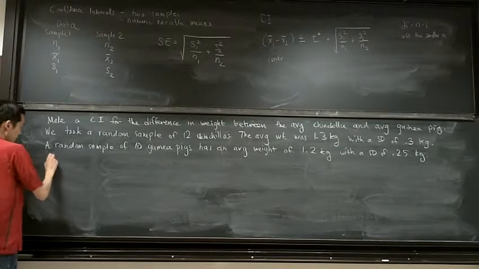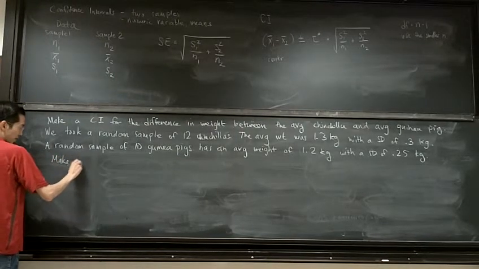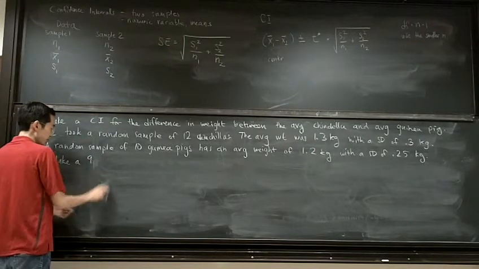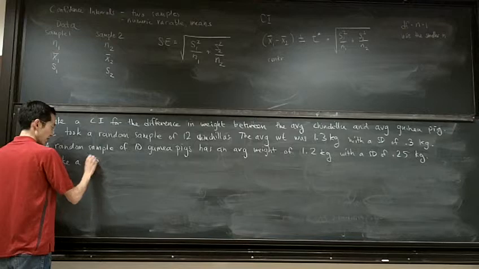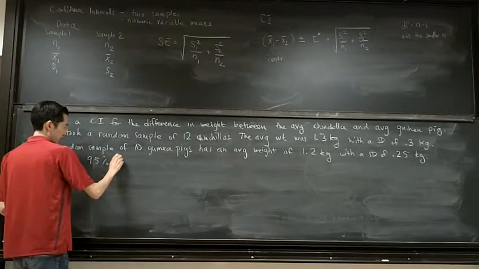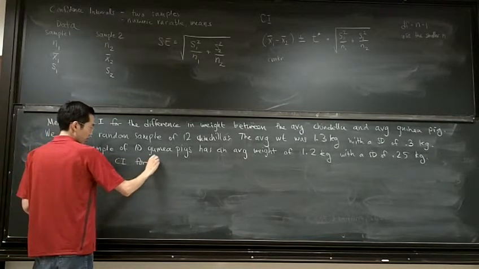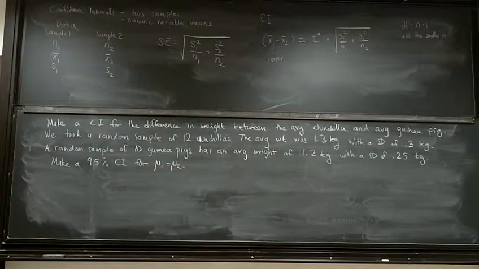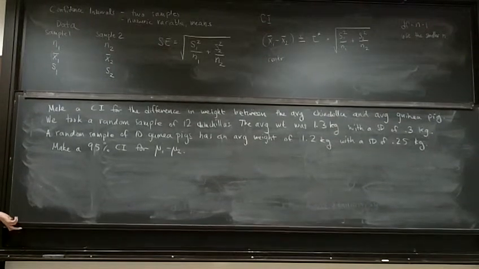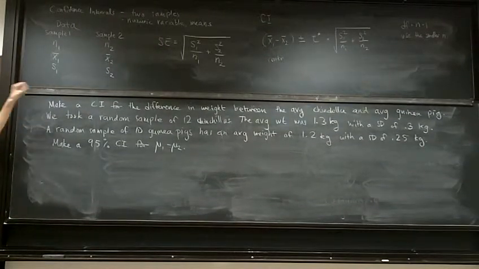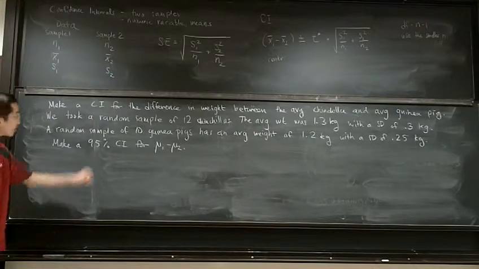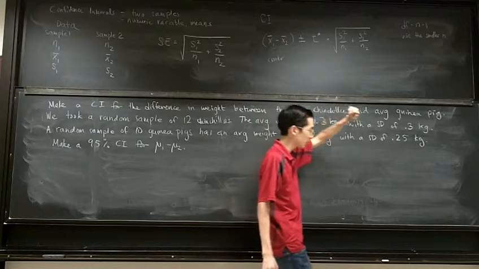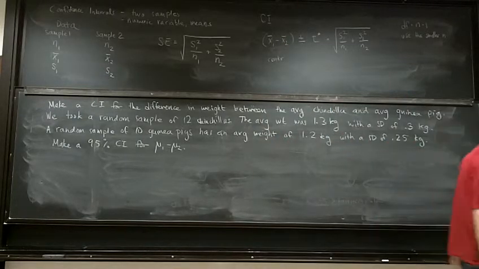Let's make a 95% confidence interval for mu1 minus mu2. So figure out your data, then see if you can identify your t star and answer the problem.